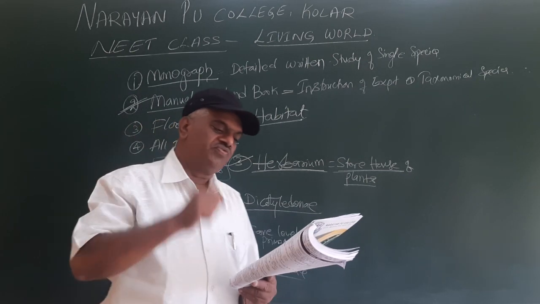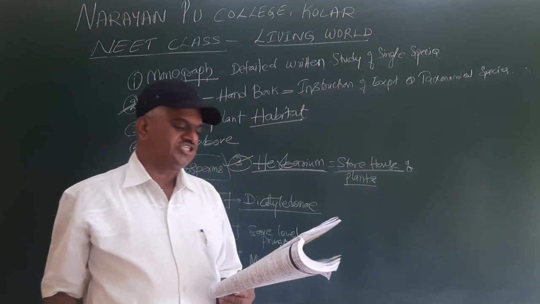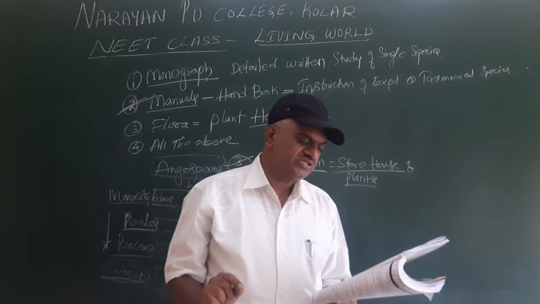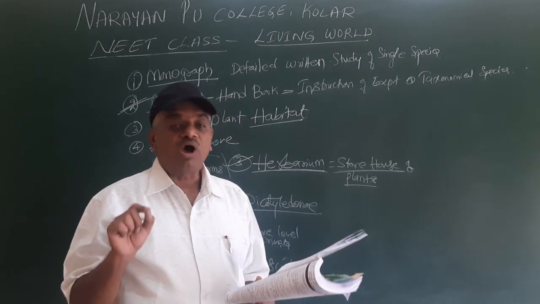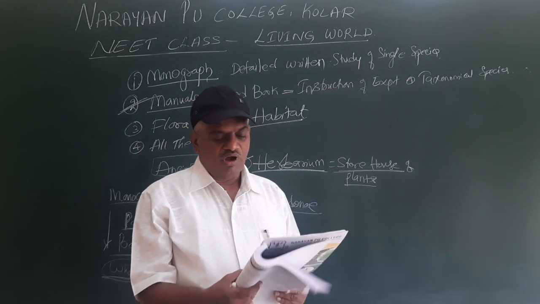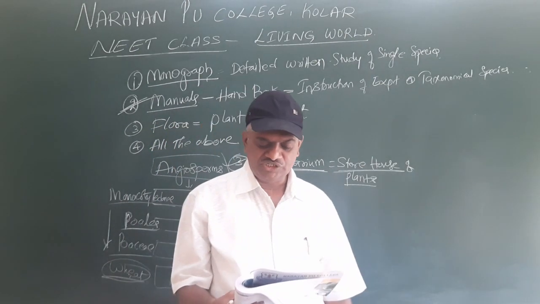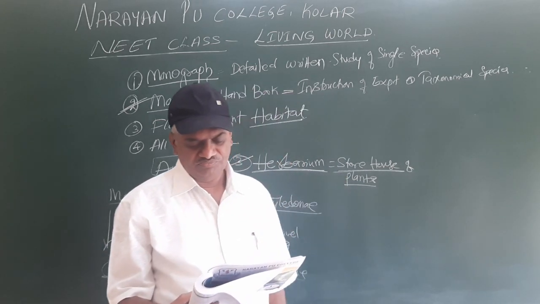So, here, the flow chart is what the options given is right. So, the answer is all the above are correct statements. Fourth option, all the above are correct statements. So the answer is the fourth one.